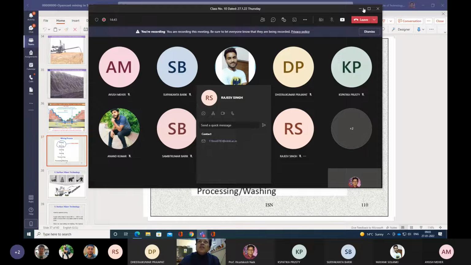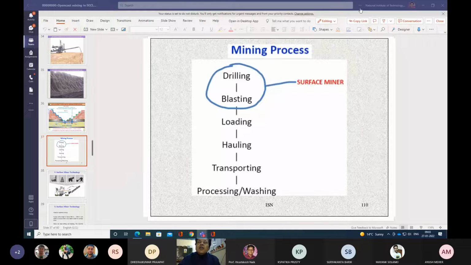So good morning. Today we are going to discuss the surface miner. So this surface miner is an instrument. Surface miner is an equipment which is used in surface mines. So this surface miner is a continuous mode of mining system. So if you are using the surface miner, there is no need of drilling and blasting.